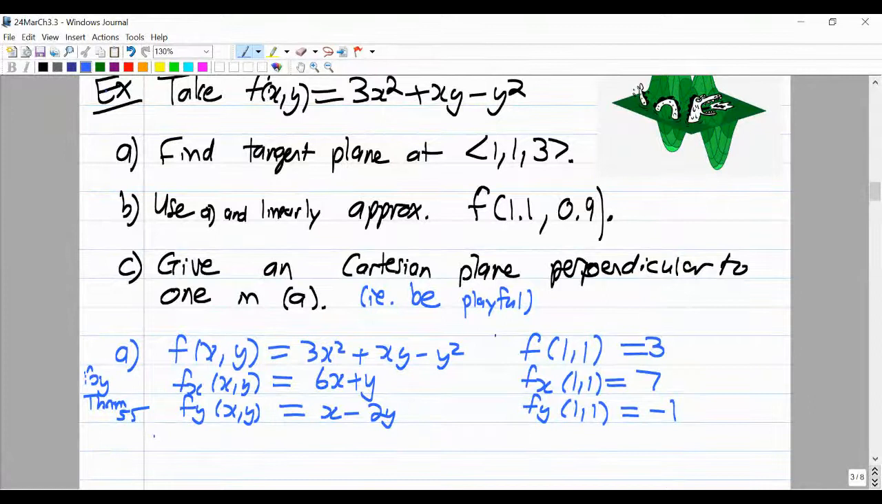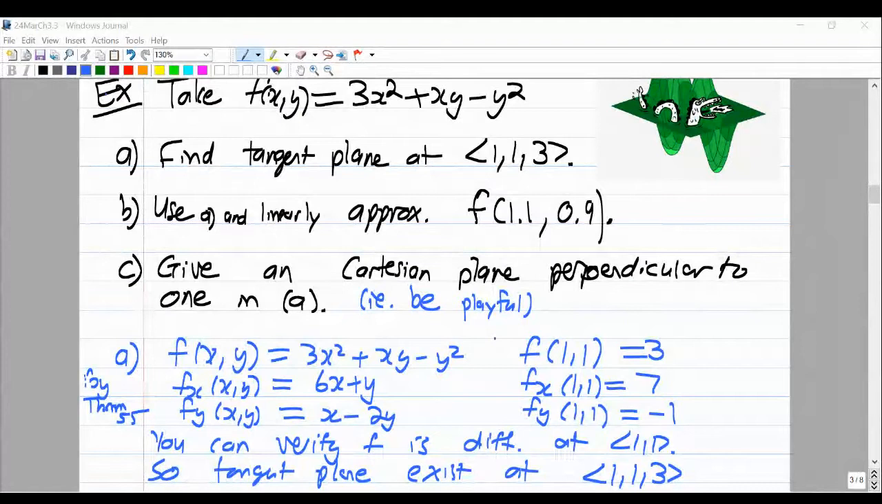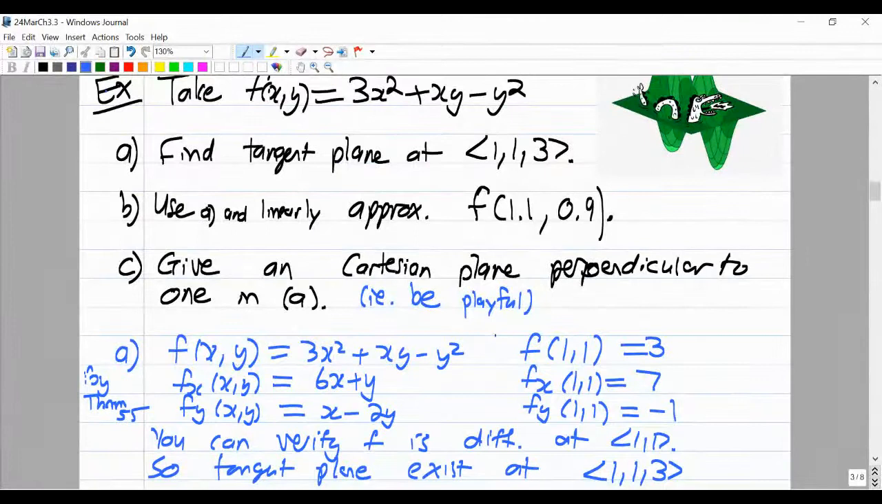So if you're bored, you can verify f is differentiable at (1, 1). So the tangent plane exists at the point (1, 1, 3). Remember, if you draw the surface it will be in 3D. So first, because the function is differentiable at the point, we know that the tangent plane exists. And knowing that the tangent plane exists, we can write down the equation.